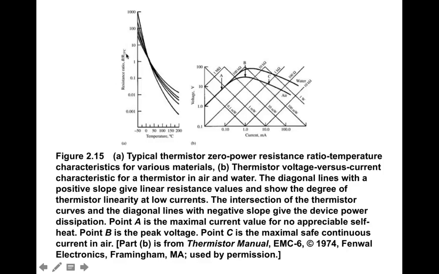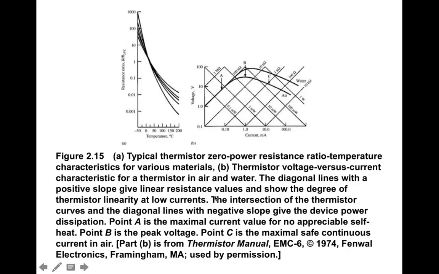Here is the resistance ratio, the resistance over the resistance at 25 degrees C. So here would be our reference point, 25 degrees C, where our normalized resistance would be 1. And then you can see as the temperature decreases, the resistance increases, and as the temperature increases, the resistance decreases. Figure B illustrates voltage versus current characteristics for a thermistor in air and in water, and you can see there are some differences there.